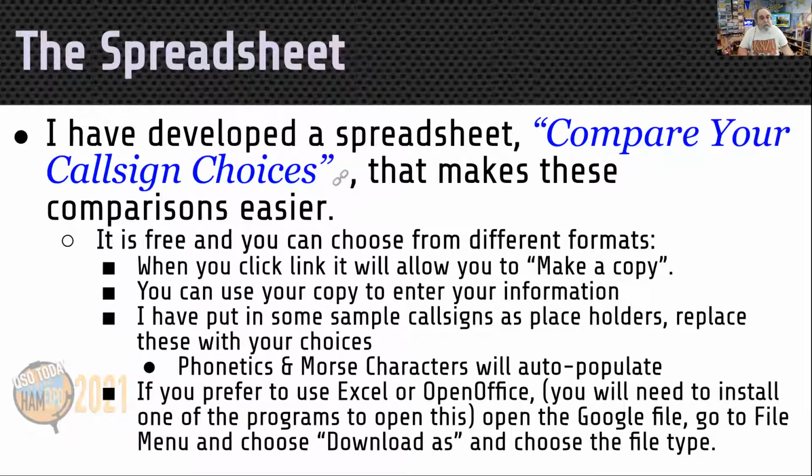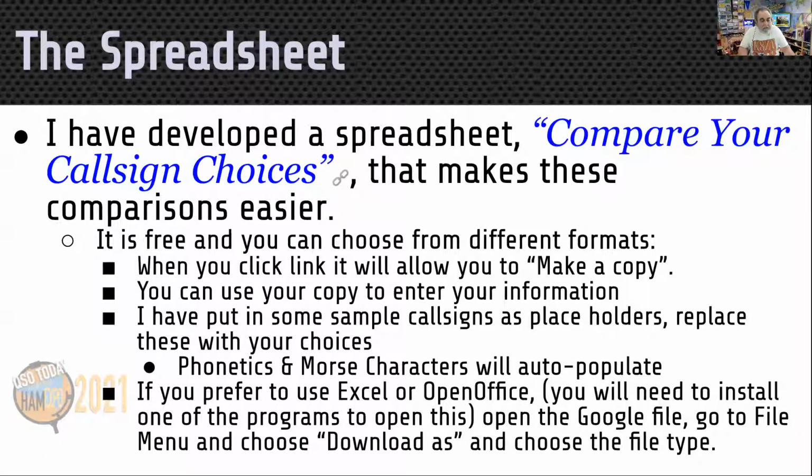I have developed a spreadsheet, Compare Your Call Sign Choices, that makes these comparisons easier. It is free and you can choose from different formats. When you click on the link, it will allow you to make a copy of a Google spreadsheet. You can then use the copy to enter your information. If you prefer to use Excel, you can instead choose to download that copy of the Google spreadsheet as an Excel spreadsheet if you have that software on your computer. I have put in some sample call signs as placeholders. You want to replace these with your choices. The phonetic and Morse code characters auto-populate, so you do not need to put those values in because they're auto-calculated.